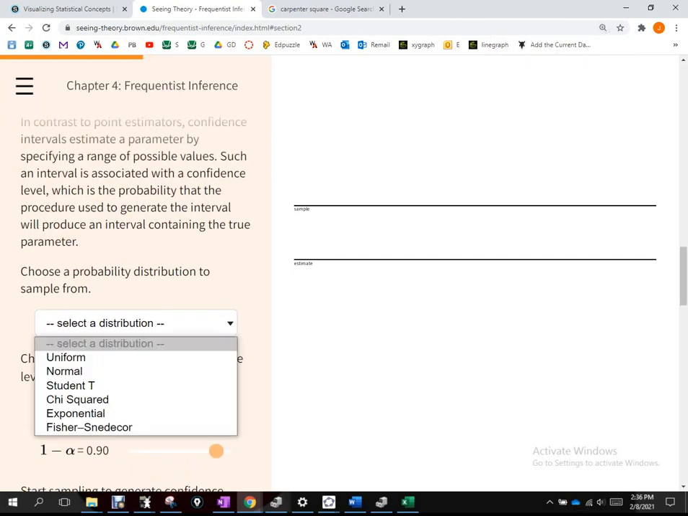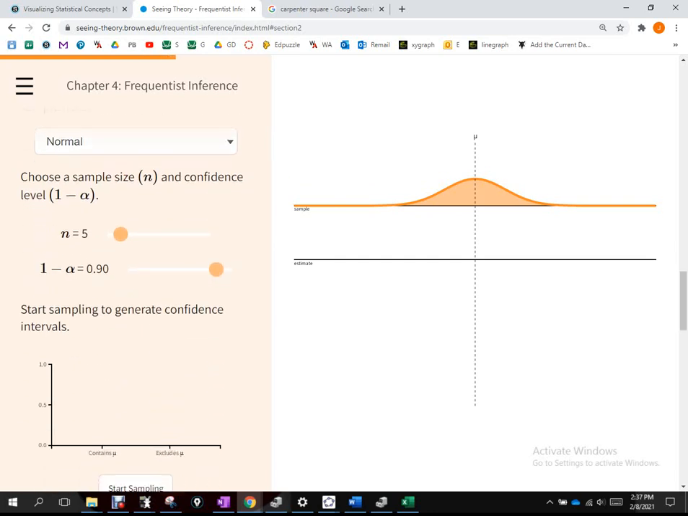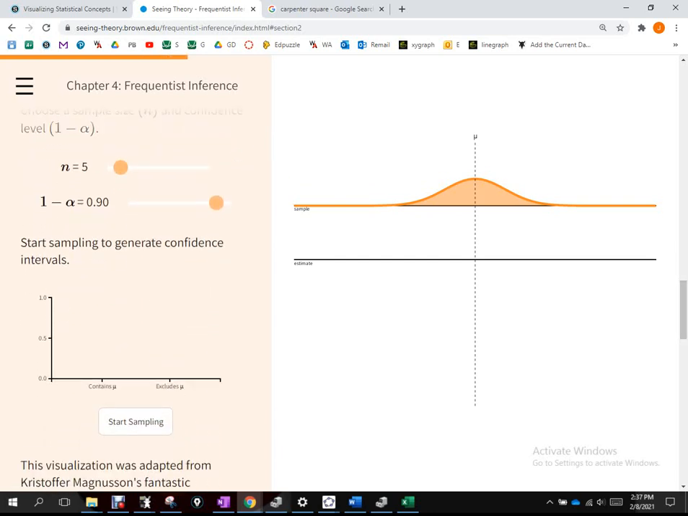So it says select a distribution, so I'm going to go normal. Okay. So this is all of our data. Now, I wish a simulation would show you the actual data values. It doesn't. They're in the background, but you can't see them. But what it's going to do, I think we've seen this before, is drop down little bubbles like those right there.